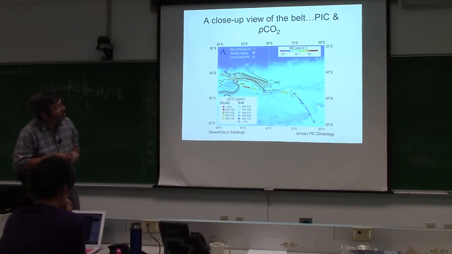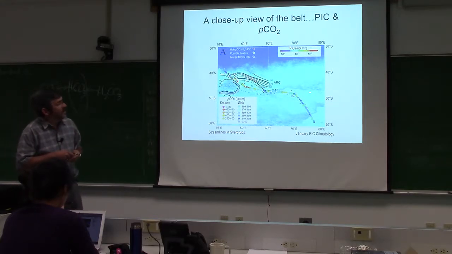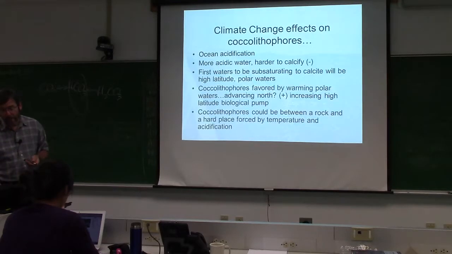The climatology shows some amazing structure here. This is a 12 or 14-year climatology, consistent regions of low PIC, at least in the NASA imagery. But there are some areas here where we get up to 420, 430 ppm, microatmospheres for CO2.